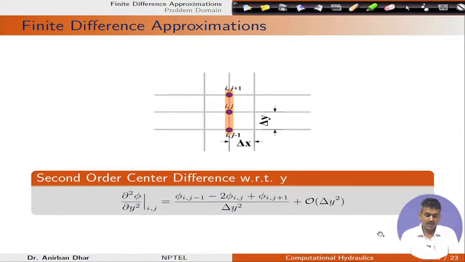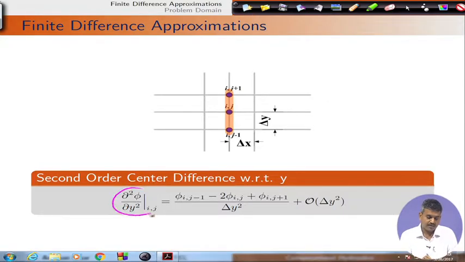If we consider the second order center difference with respect to y, in this case also we have the change in i minus 1, i plus 1, j plus 1, j minus 1 and j. This is over del y square, with an overall accuracy of del y square.